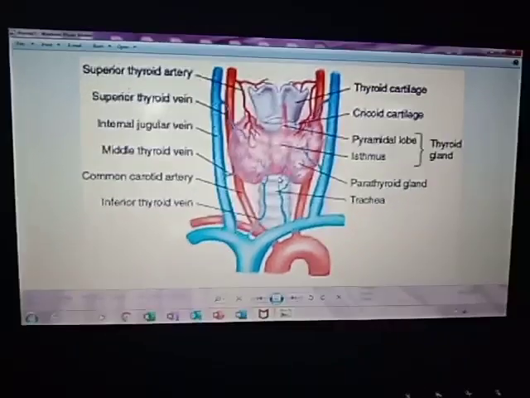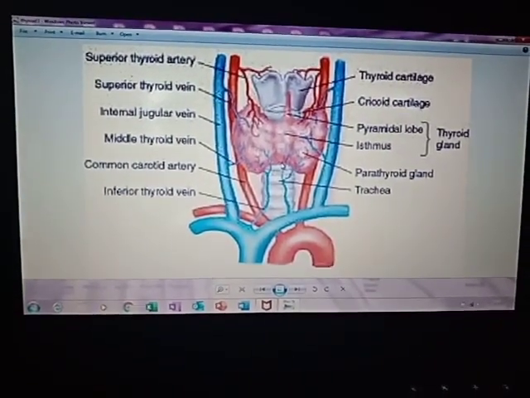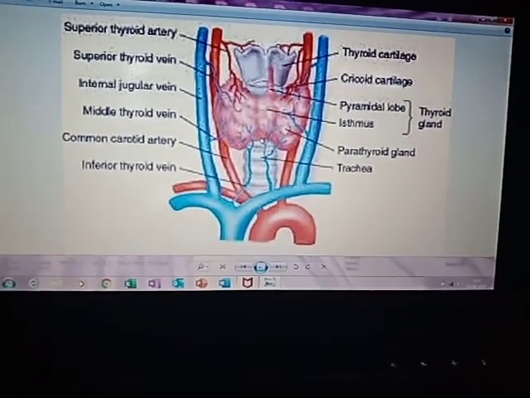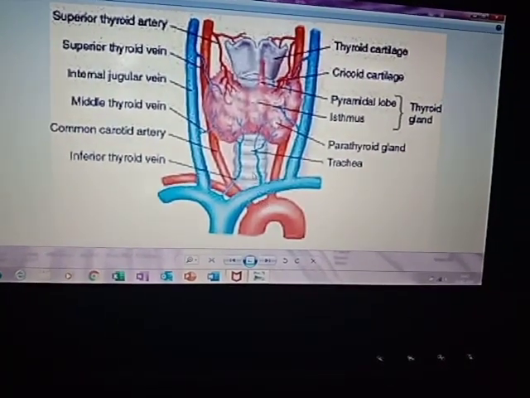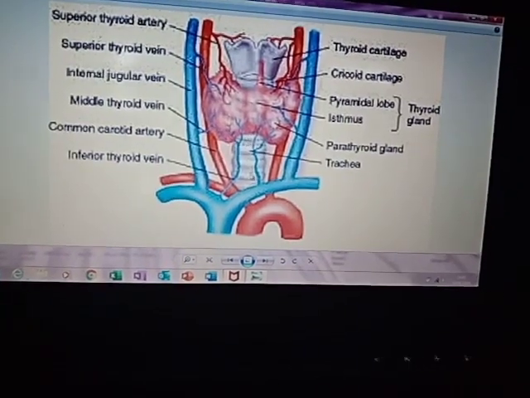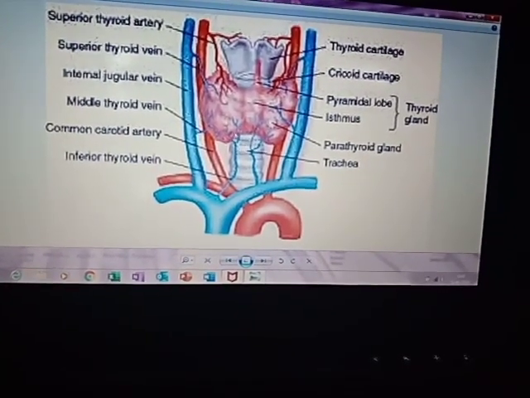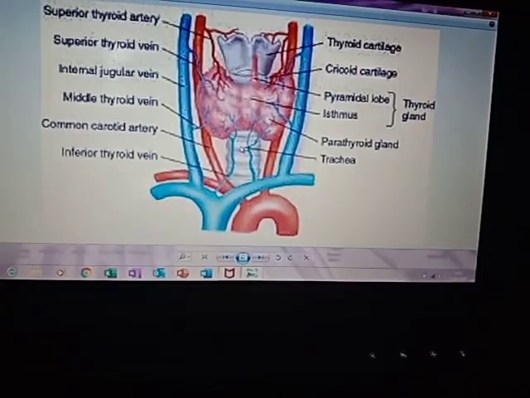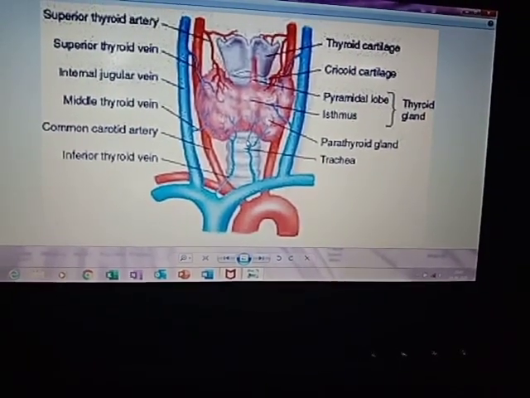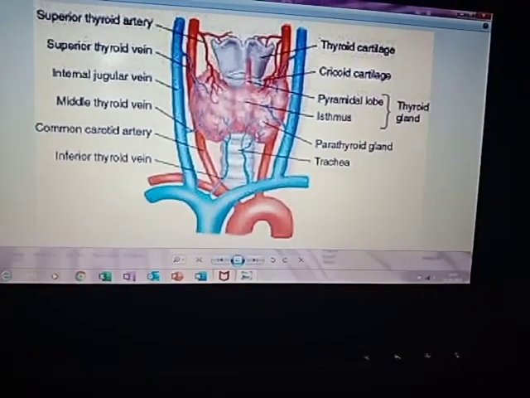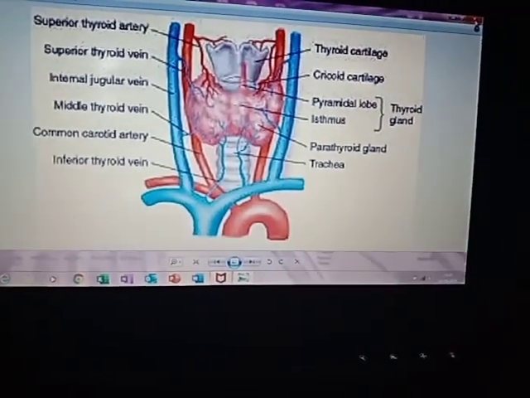Okay, and in this region, from the arch of the aorta, there may be one direct artery. It supplies this part and is known as the thyroidea ima artery. During dissection of the thyroid, these veins, arteries and the thyroidea ima artery are cut very cautiously.